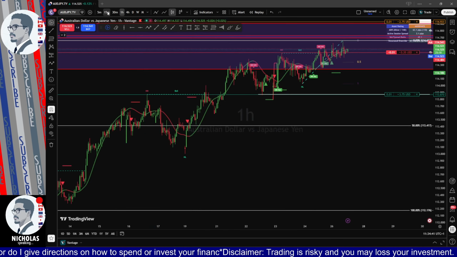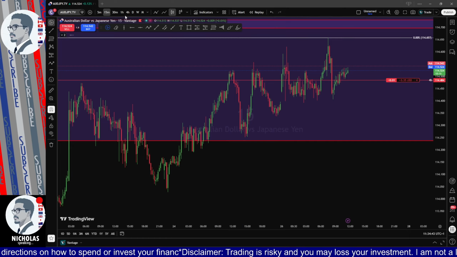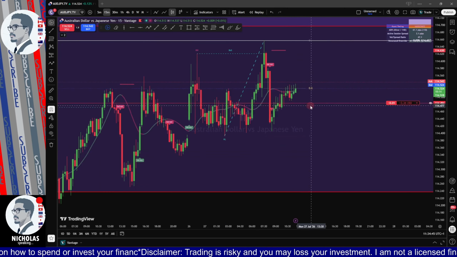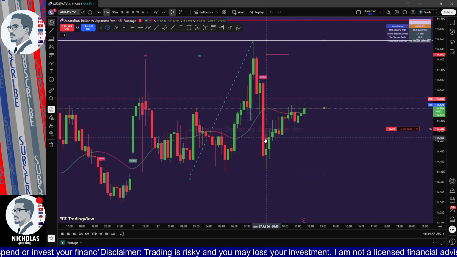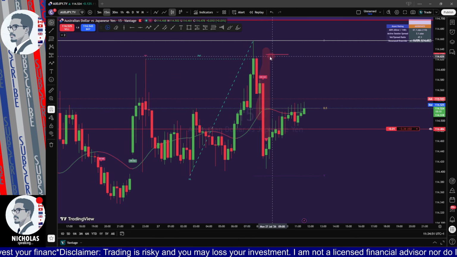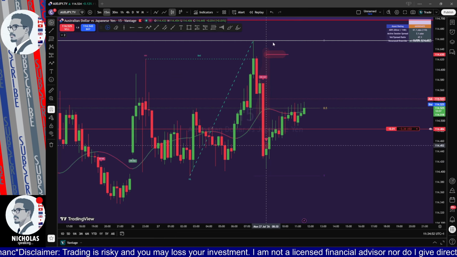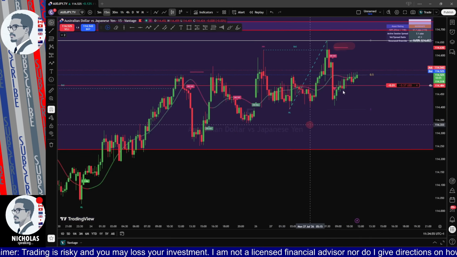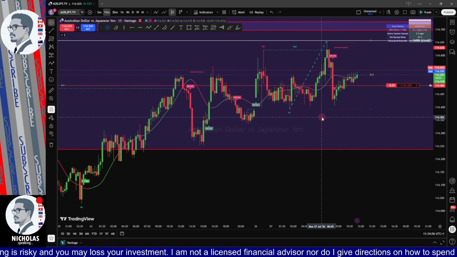I'm going to dive into the 15 minutes, so from 4 hours to 15 minutes. And what do we have here? I have a sell signal here. I'll take this trade, stop loss above this high, waiting for price to continue to the downside. On its own, that is good.